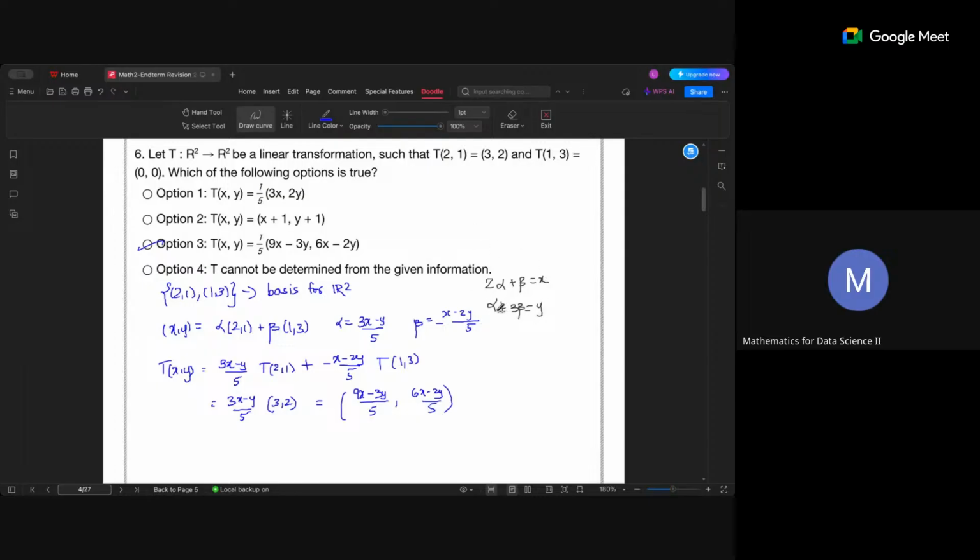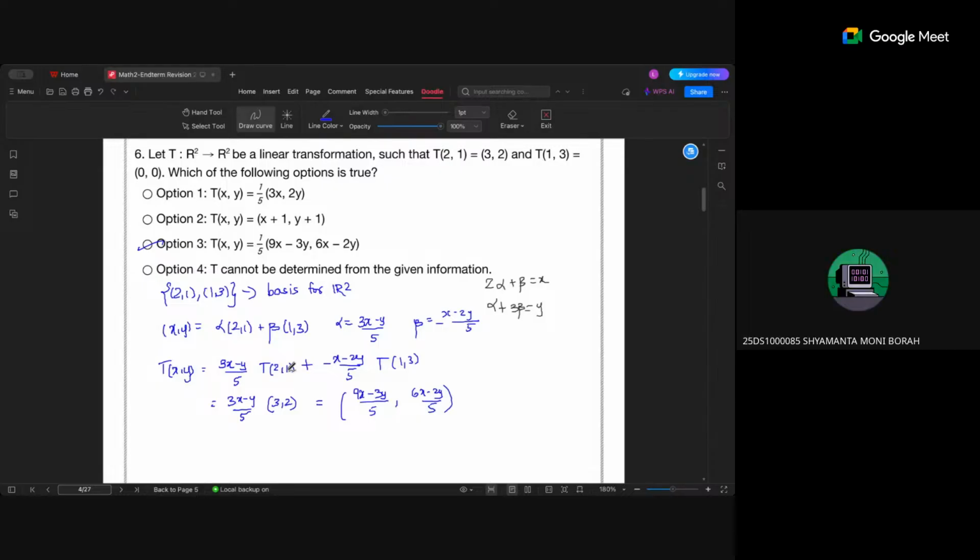Okay, ma'am. Ma'am, I have a doubt regarding the transformation of (2, 1). As we have written it here as (3, 2). Yes. T of (2, 1) is given as (3, 2). So that's why I have written (3, 2). It's given to you. Okay. Ma'am, and this part is given as 0.